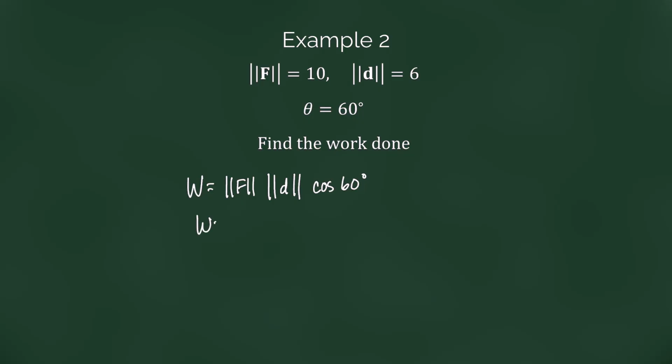So we get that work is 10 times 6 times the cosine of 60, which is 1/2. I have a really hard time remembering that for some reason. And so we get that our work is 30 joules.